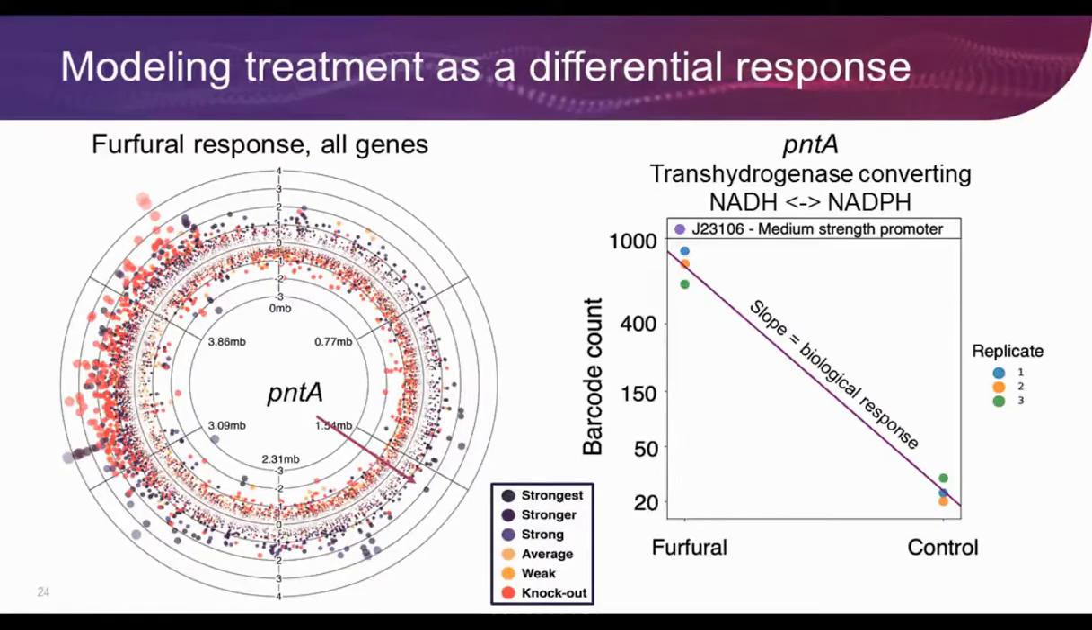This is indeed what we see here. The sequencing counts from the 3 replicates in the control media is shown on the lower right corner, whereas the number of cells harboring this mutation are enriched in the Furfural condition as seen on the left. The normalized barcode count is shown on the y-axis.